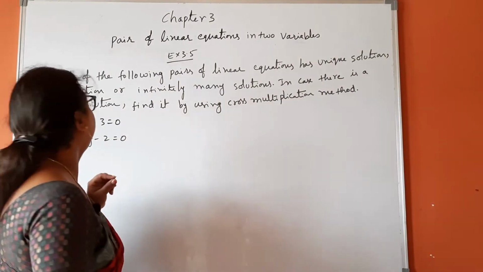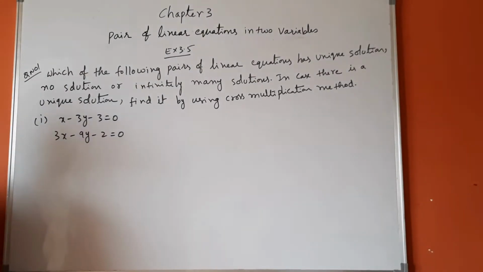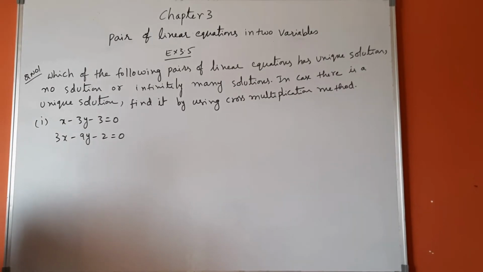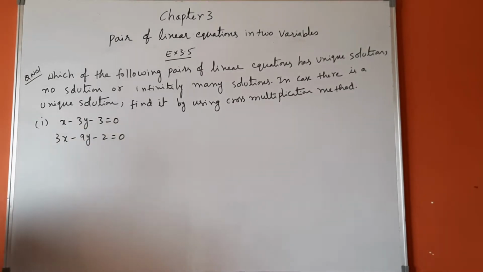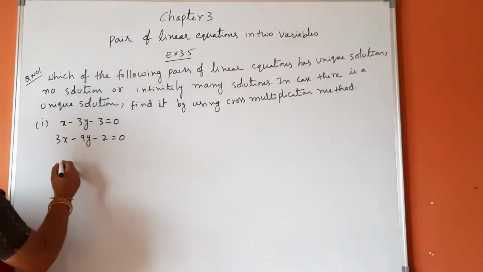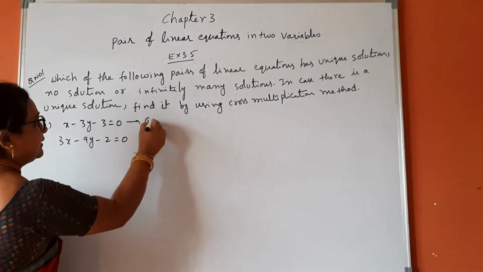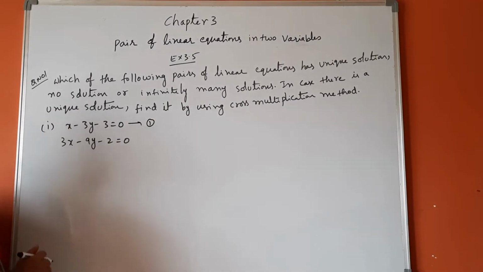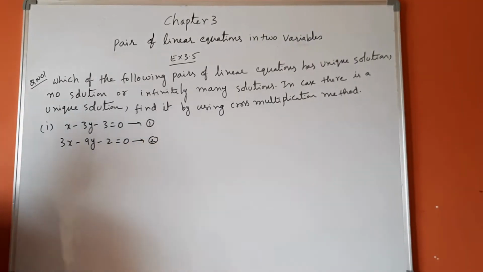Exercise 3.5. Which of the following pairs of linear equations has unique solution, no solution, or infinitely many solutions? In case there is a unique solution, find it by using cross multiplication method. So first sum, the given pair of linear equations is x minus 3y minus 3 is equal to 0, that is first linear equation, and 3x minus 9y minus 2 is equal to 0 is the second linear equation in two variables.